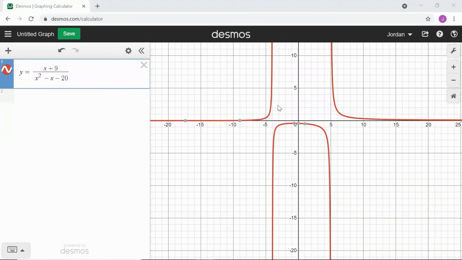The graph of this function looks like the following. Notice that as we approach negative 4 from the left, we're going off to positive infinity. As I approach negative 4 from the right, we go to negative infinity. And it's the exact opposite if you approach 5. From the right, you go to positive infinity. From the left, you go to negative infinity.